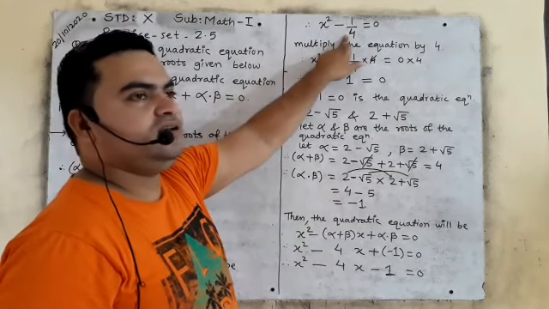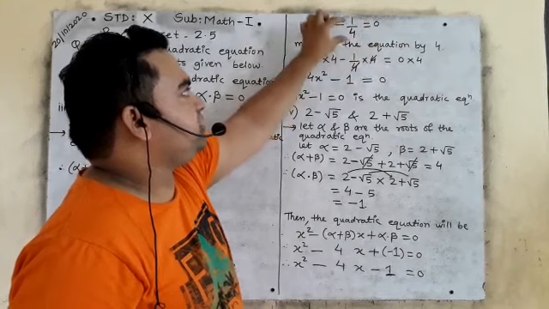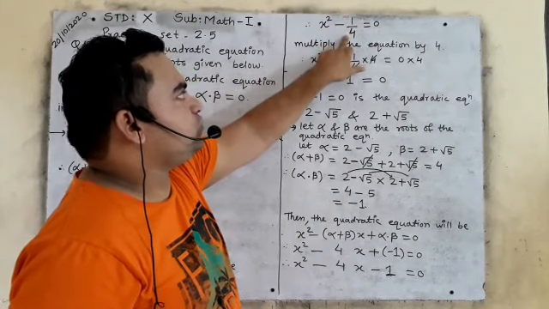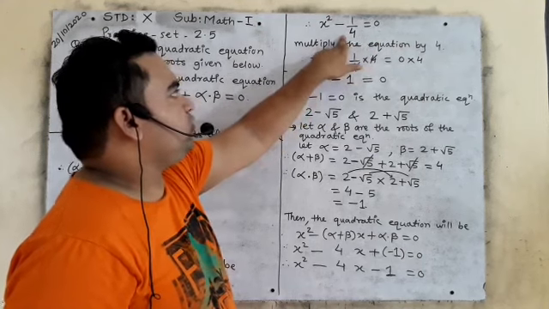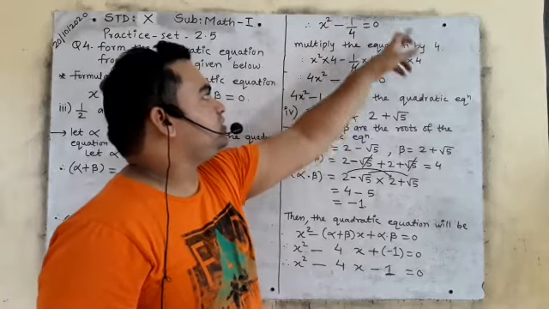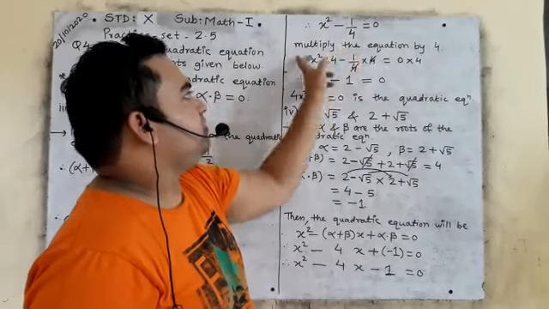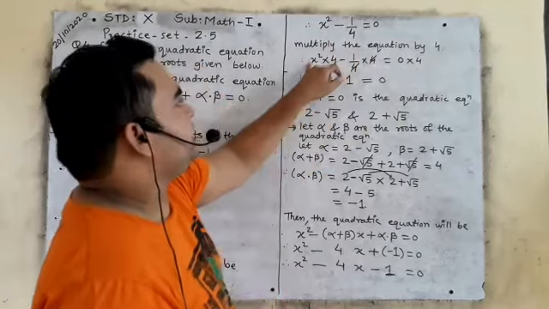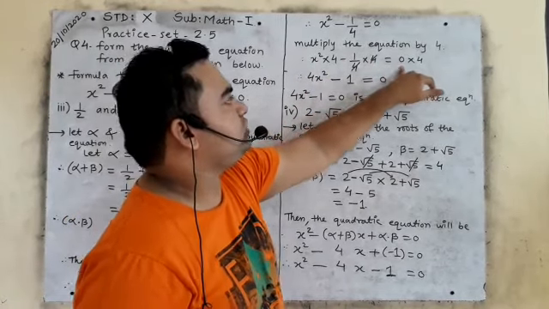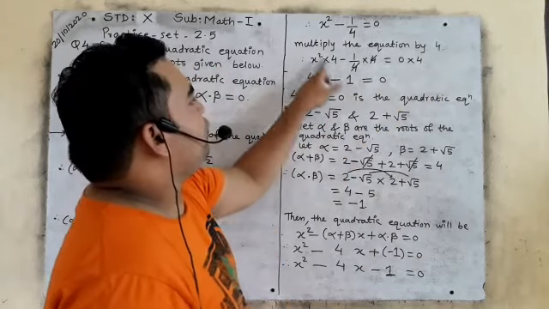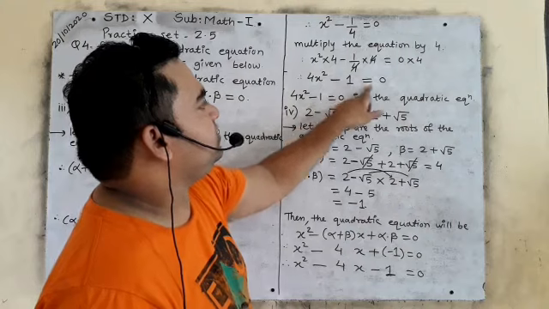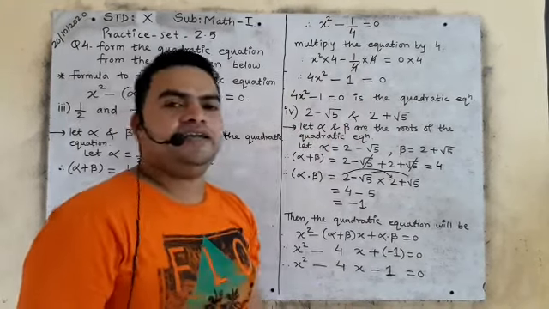Is this an equation? No, there is a denominator. This is a fraction. We don't want this 4. So to eliminate this 4, what will we do? As we have known, we will multiply the whole equation by 4, both sides by 4. x square multiplied by 4 minus 1 upon 4 multiplied by 4 equals 0 multiplied by 4. So 4x square minus 1 equals 0, as this 4 and this 4 get cancelled. So this is your quadratic equation.